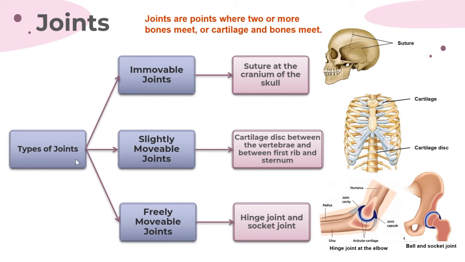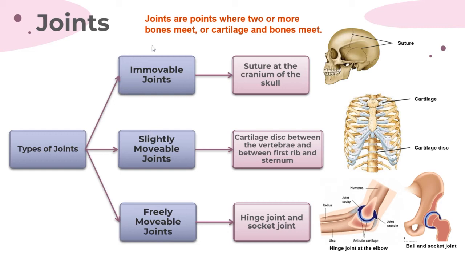There are 3 types of joints. The first one is immovable. Immovable refers to a joint that cannot move. Then the second one is slightly movable joints, and the third one is freely movable joints.